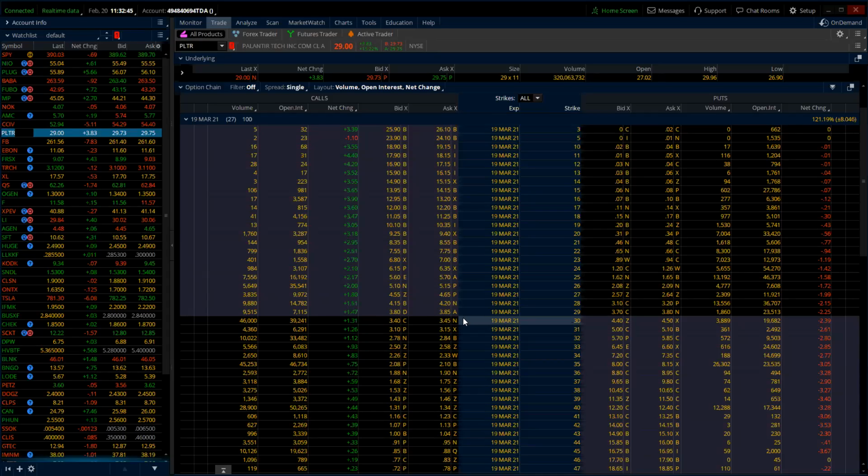If I thought that in a month from now it's going to go down slightly to $29, I would want to purchase a put. Right, you buy the put. But if I thought it was going to go up slightly to 30, maybe even to 31, if it's doing well, that's when I would go to the call side and start picking from that side.